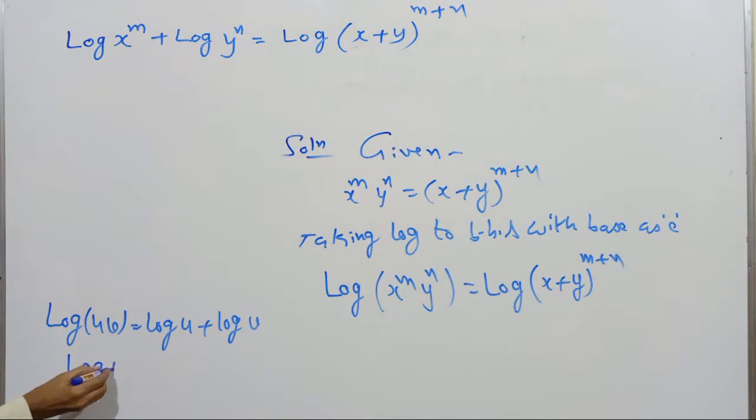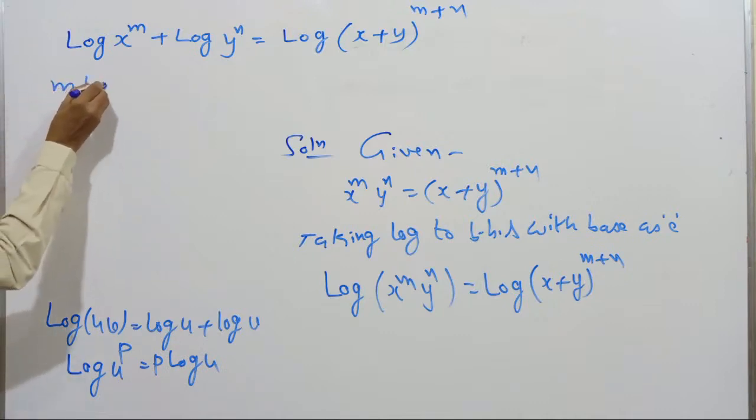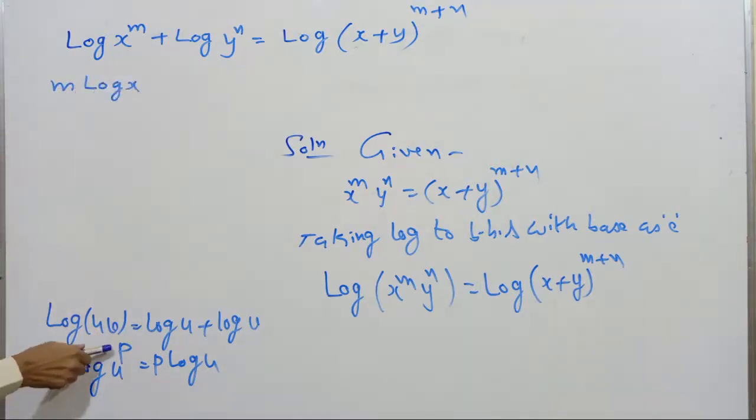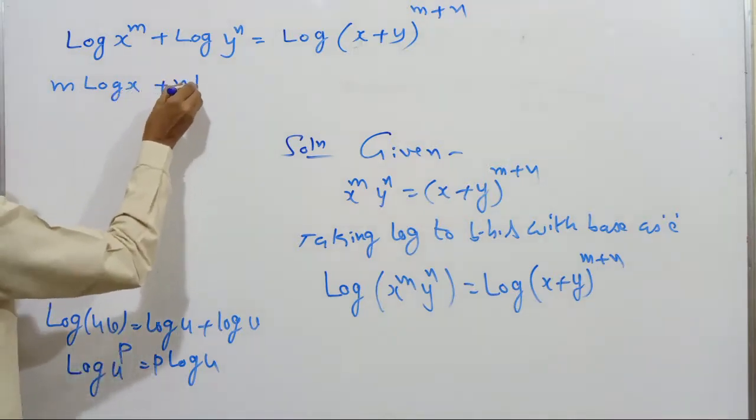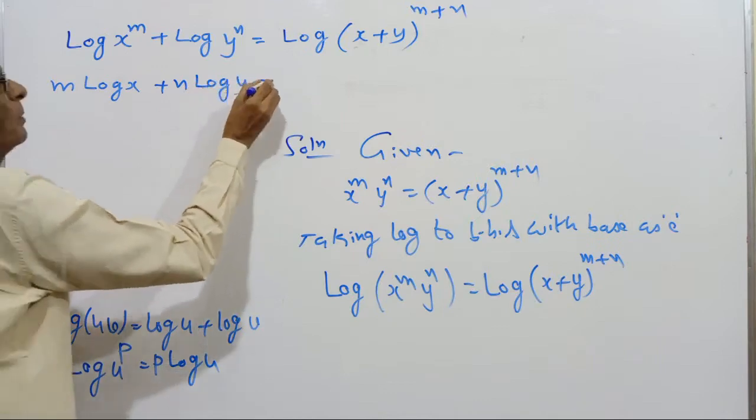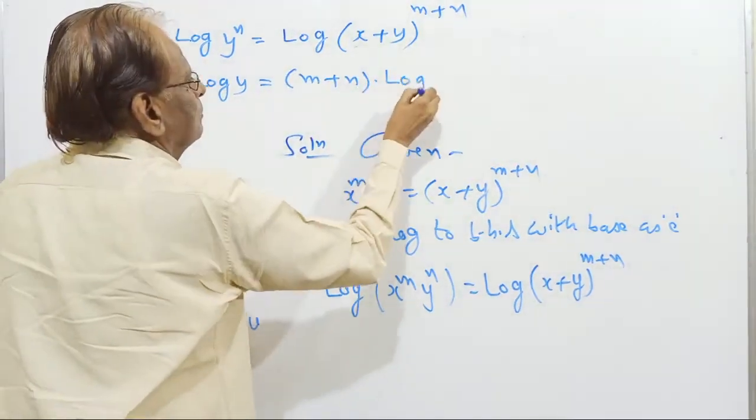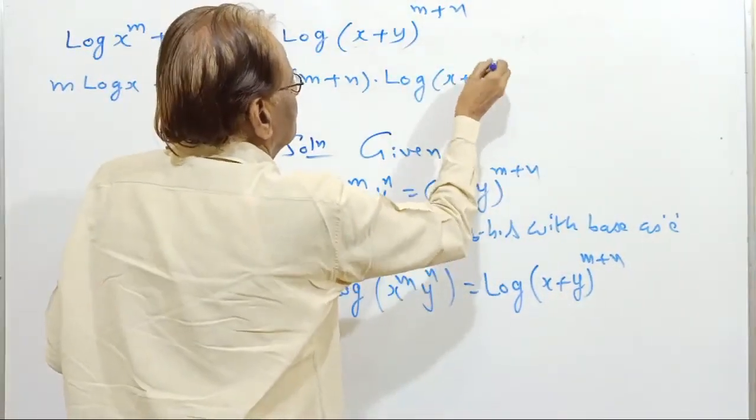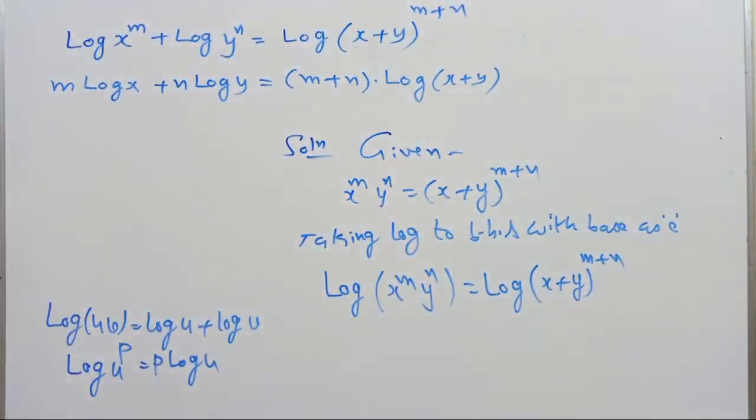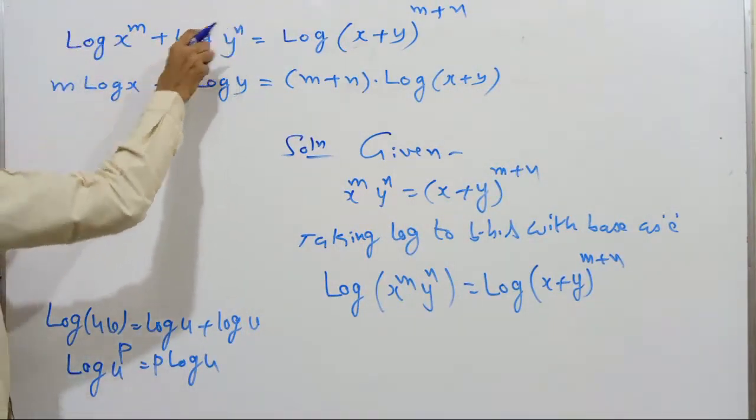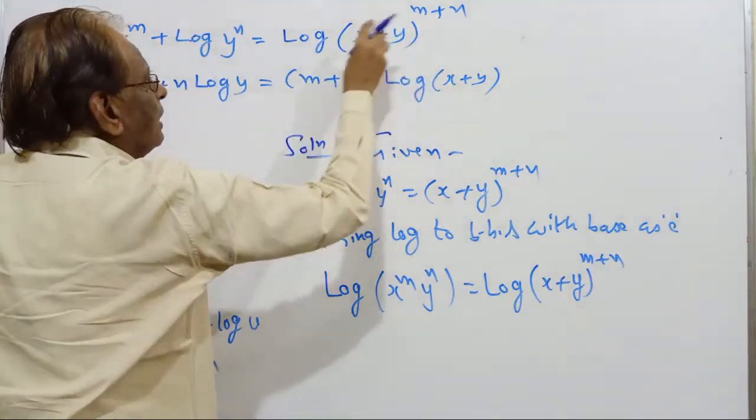Another property: log u to the power p is p log u. This is the power rule. P means power, and the power comes down as a multiplier. Same power. Now taking the log of the product, we write m log x plus n log y equals (m plus n) log of the whole.